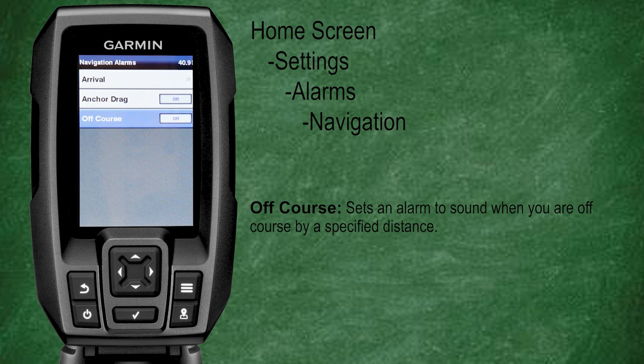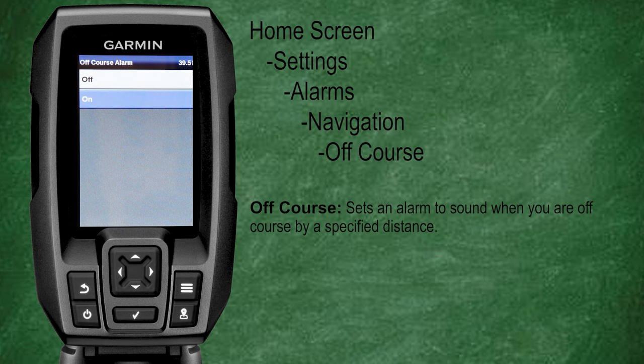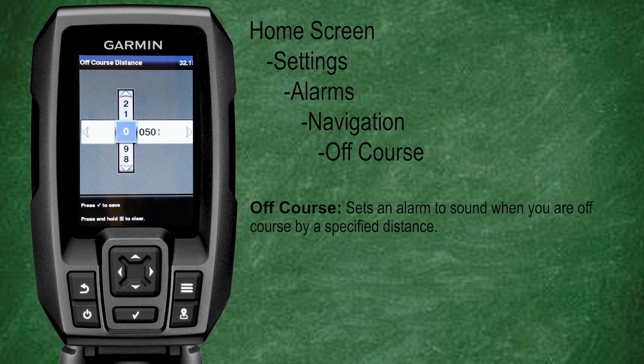The off-course alarm, when turned on, will notify you that you have veered off of the set track or course heading. When you turn the off-course alarm on, you can enter a distance parameter.